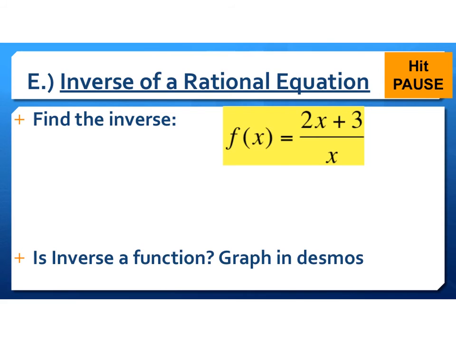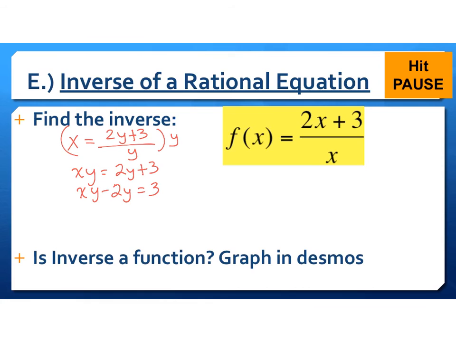So we're going to switch x and y. So we have x equals 2y plus 3 over y. Notice I'm dividing by y, so I want to undo that by multiplying both sides by y. So I get xy equals 2y plus 3. I have y's on both sides, so I'm going to subtract the 2y over to get it on the same side. And then this is where kids usually get stuck. The key piece here is to factor out a y as your GCF. So y times x minus 2 equals 3. Y equals 3 divided by x minus 2 is the inverse of this function.